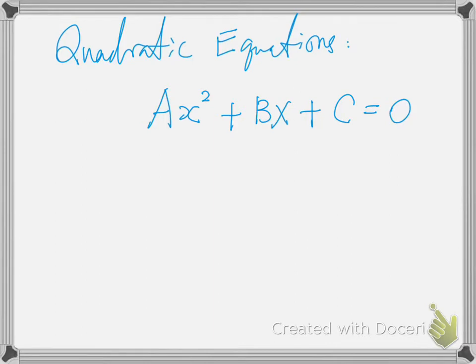So here the most important part is the meaning of these three letters a, b, c. So a is always for the degree 2 term, b is degree 1, and c is the number term.